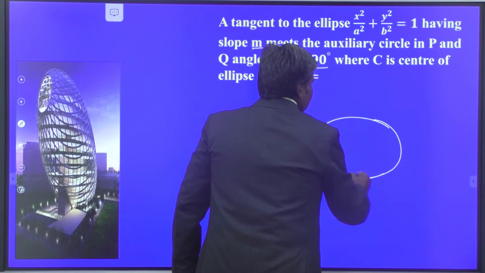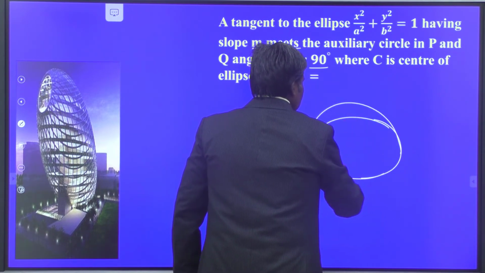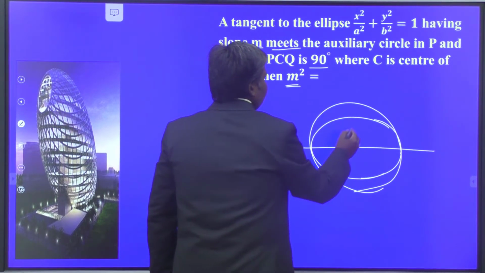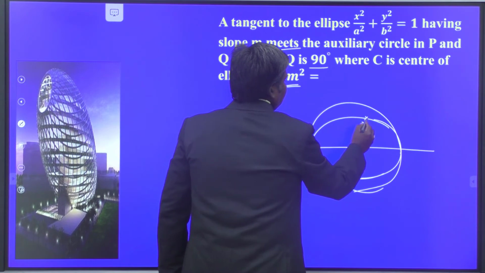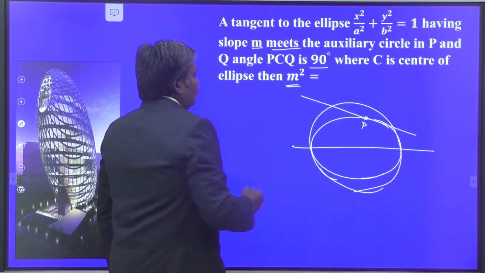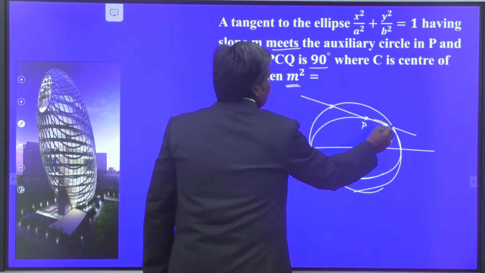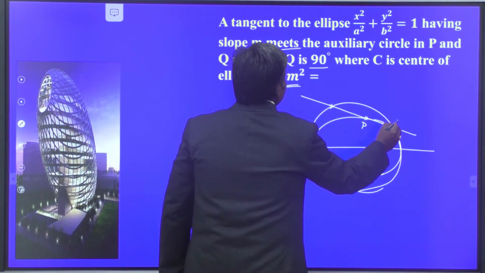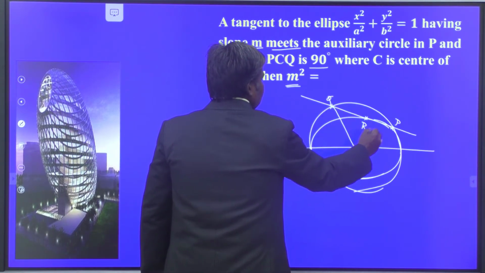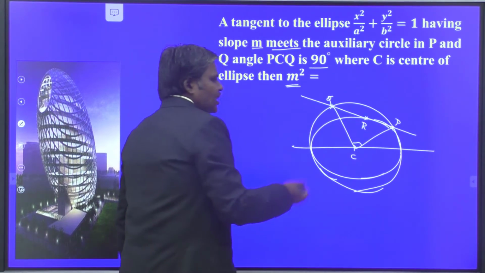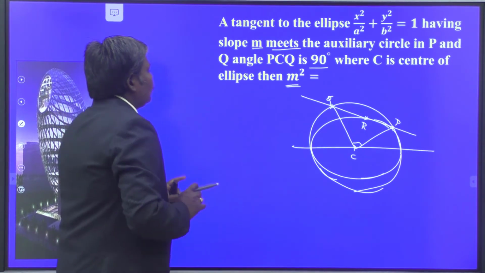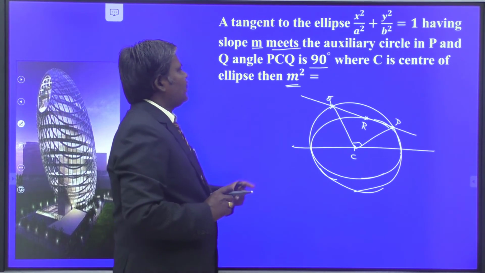This is your ellipse. This is the auxiliary circle. This is the axis. Suppose this is the point P, say. This is the tangent at P. Intersects the auxiliary circle at 2 points P and Q. Suppose this is R, say P and Q. This is center of the ellipse. Subtend an angle 90 degrees. So same logic as above problem. We have to find out the value of m square here.